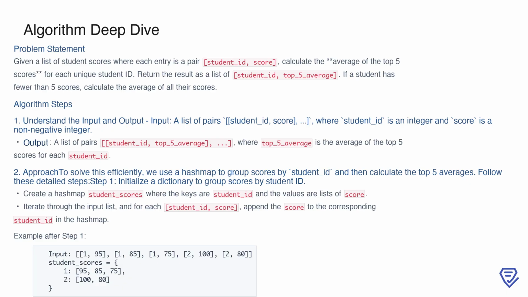As we iterate through the input list, we append each score to the corresponding entry in the hash map. For example, if the input is [1, 95], [1, 85], [1, 75], [2, 100], [2, 80], our hash map would look like this: 1: [95, 85, 75], 2: [100, 80]. This grouping step ensures that scores for each student are efficiently organized for further processing.